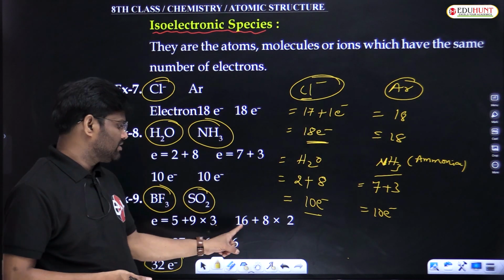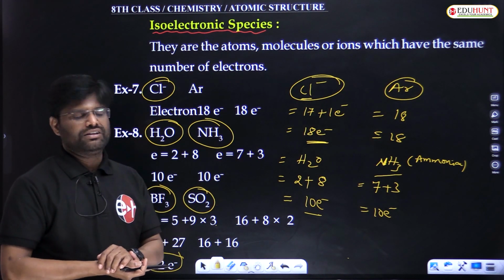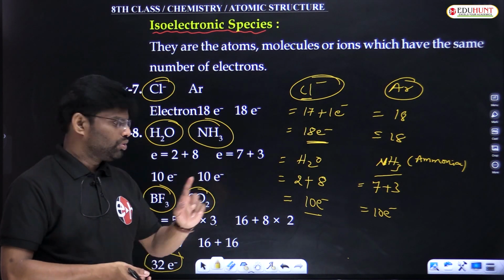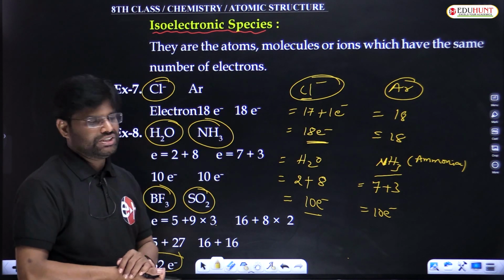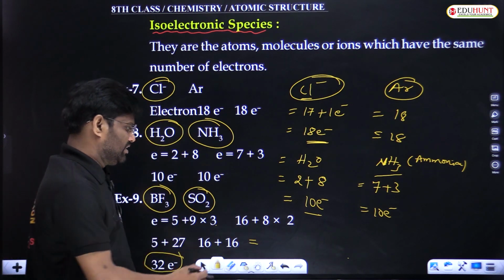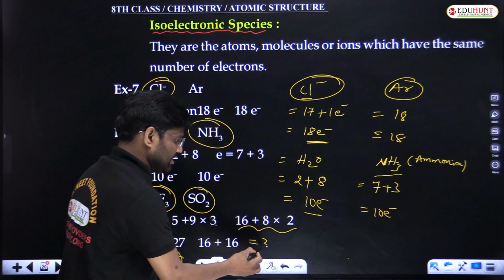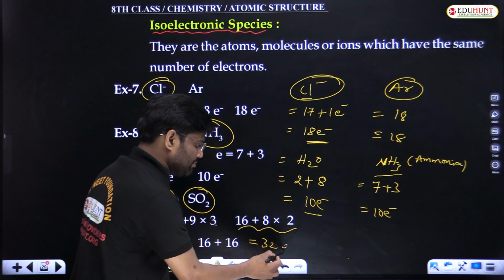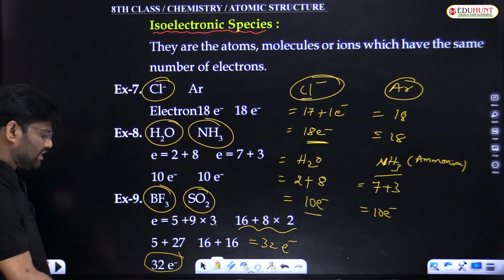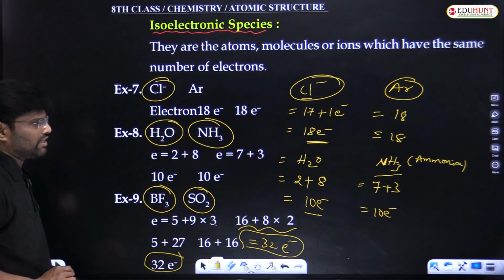SO2, sulfur dioxide. Sulfur atomic number 16, oxygen atomic number 8. How many oxygens are there? 2. 2 into 8, so 16. Sulfur 16 plus 16, so total 32 electrons are present in this case. So in this case 32 electrons, in this case 32 electrons, in this case also 32 electrons.